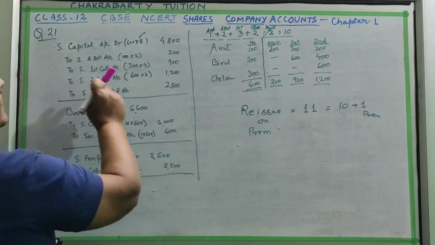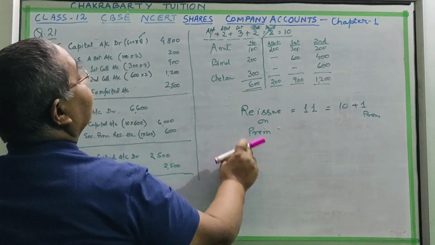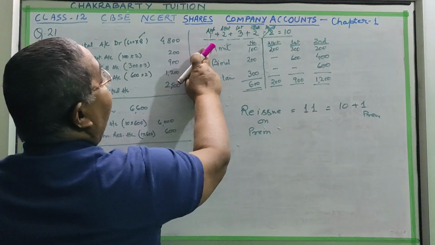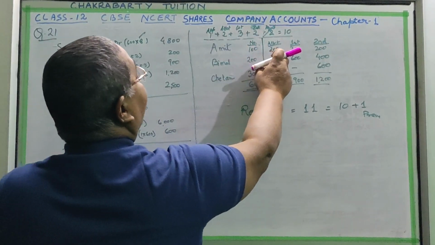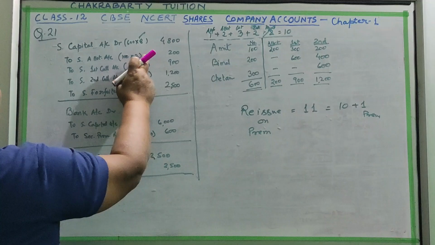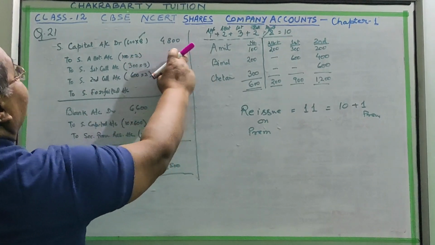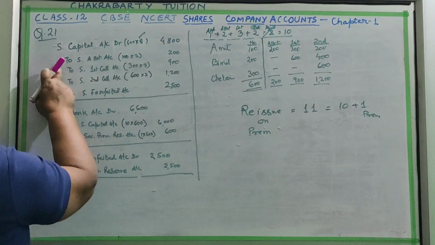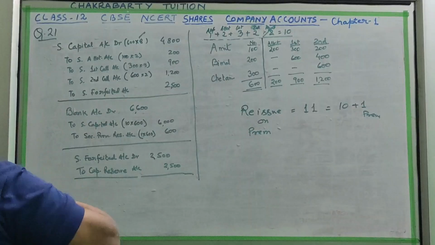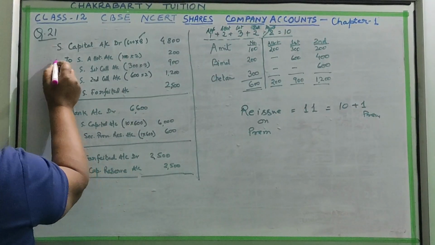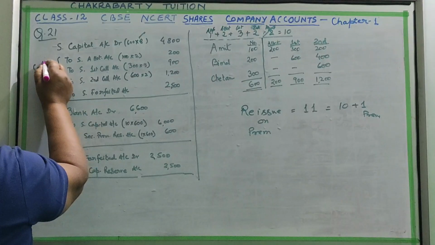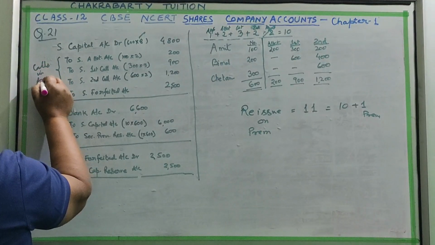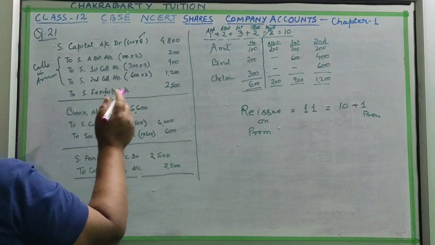Now, allotment money has not been paid. Amit has paid only application money, so his allotment money is due. So 100 into 2 will be 200 rupees to share allotment account. These are the unpaid calls, calls in arrears.